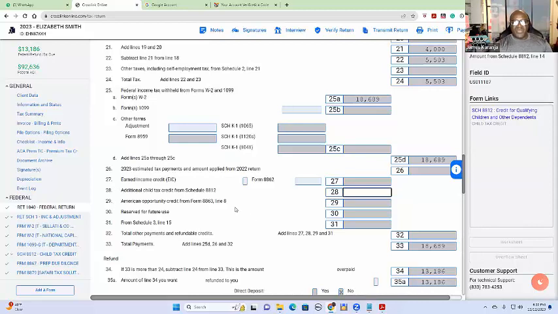Okay, so if they were in school, and it's the first 4 years, which we'll cover later on, they can get like 2,500 in credit, which can cover their taxes, or whatever is on top. They can get $1,000 as refundable, which is the American Opportunity Credit.